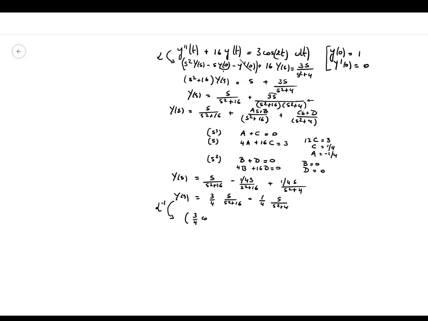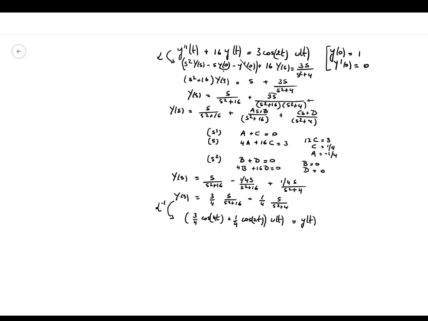3/4 of cosine 4t plus 1/4 of cosine 2t, the whole thing times the unit step, because we want to make it causal, and this is y of t, my solution.